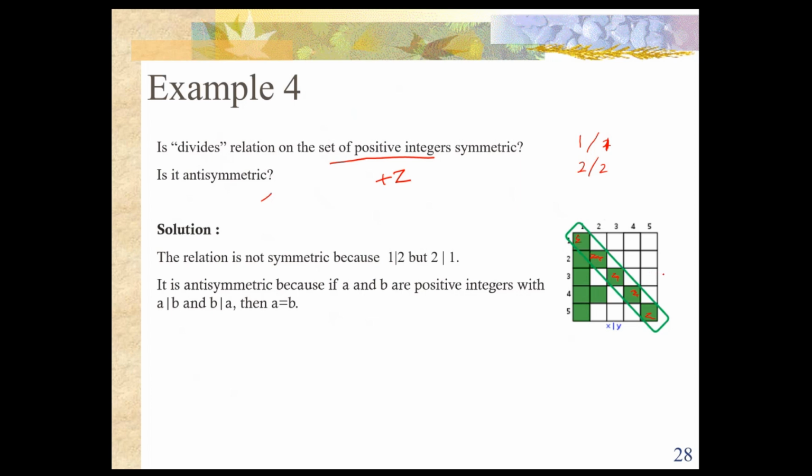So this fulfills the criteria. This has fulfilled the criteria of being anti-symmetric. So yes, we can conclude that it is anti-symmetric. It is anti-symmetric because if a and b are positive integers with a dividing b and b dividing a, then a equals b. So the only time when a can be divided by b and b divided by a is along the reflexive line. This will be an exception when it is itself.